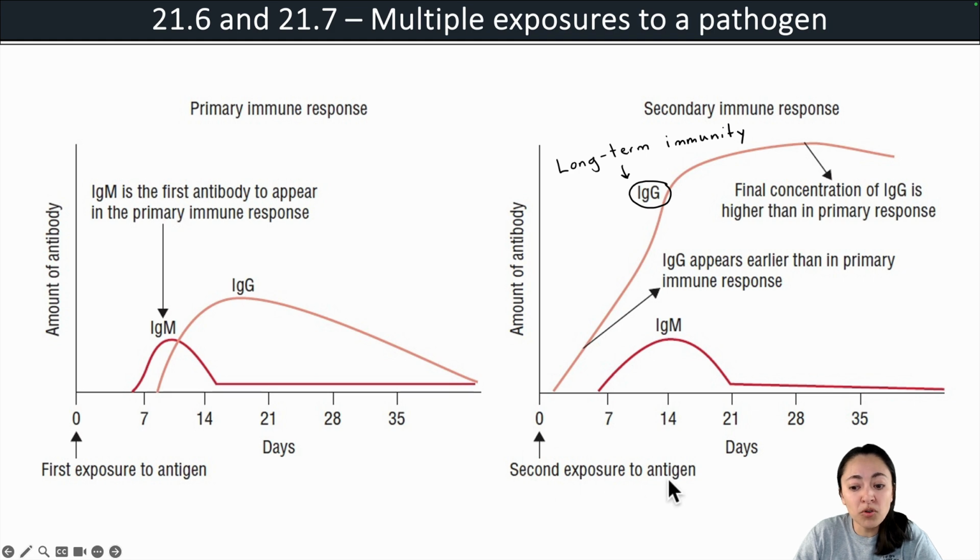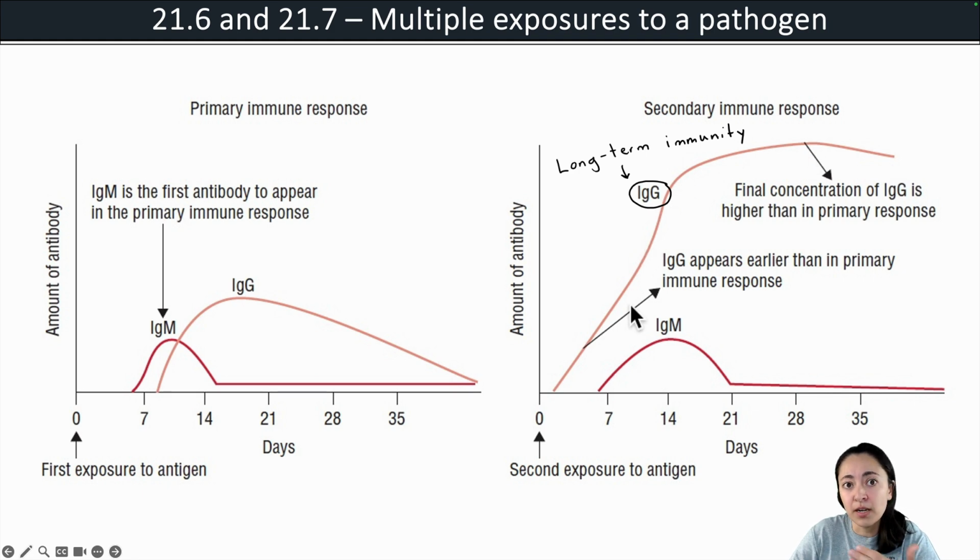However, when you're exposed to that antigen a second time, your body already has memory B cells present. So the second time you're exposed to that antigen, your body can quickly, remember, those memory B cells can become plasma cells, and then they'll start secreting a whole bunch of antibodies right away. So your body will respond very quickly by producing a large amount of antibodies.